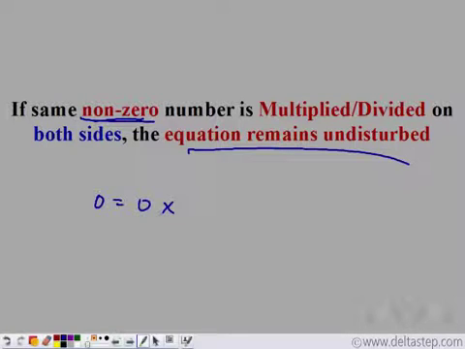So, to summarize, the same number can be added on both sides, it can be subtracted from both sides, it can be multiplied to both sides, and both sides of an equation can be divided by the same number, and the equation still remains the same or remains undisturbed.